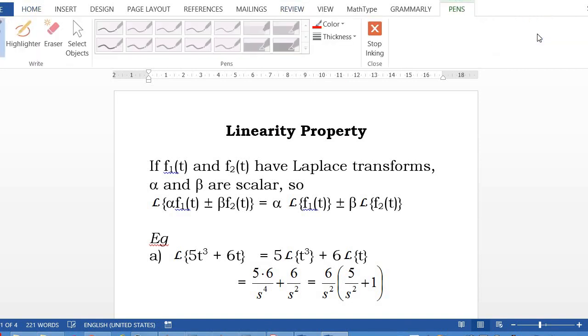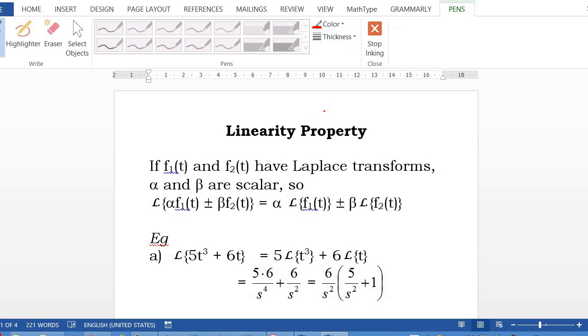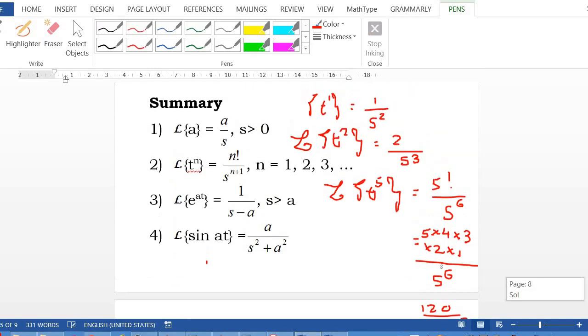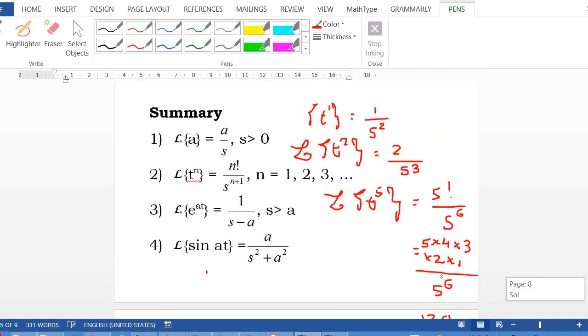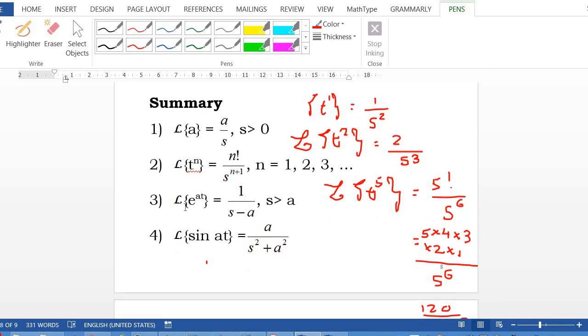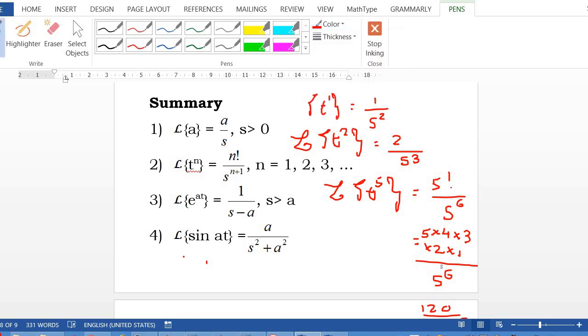We are going to continue the Laplace transform with the first property, the linearity property. After we have shown the 7 basic formulas of Laplace transform in the previous video, where the Laplace transform for a, you have a over s. Laplace transform for t to the power of n, you have n factorial over s to the power of n plus 1. Laplace transform for exponent at, you have 1 over s minus a.